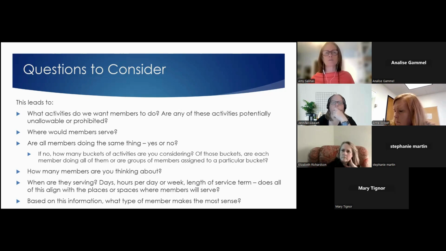What does that mean in terms of hours that they would have the opportunity to serve? Like, when would we need them? Will we need them Monday, Wednesday, and Friday, or will we need them five days a week?